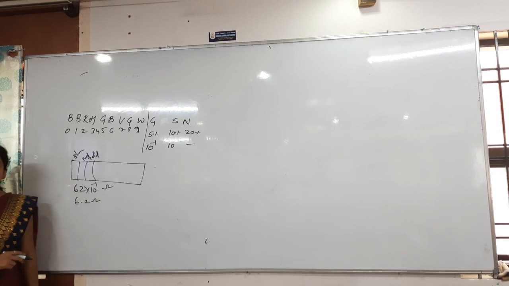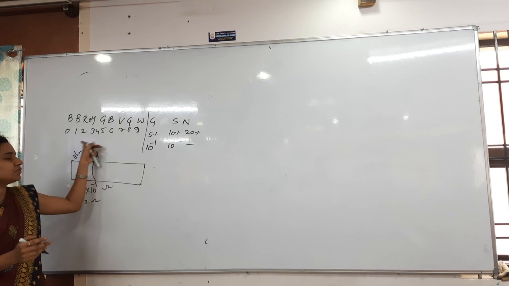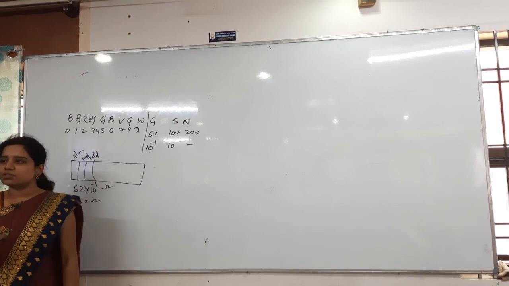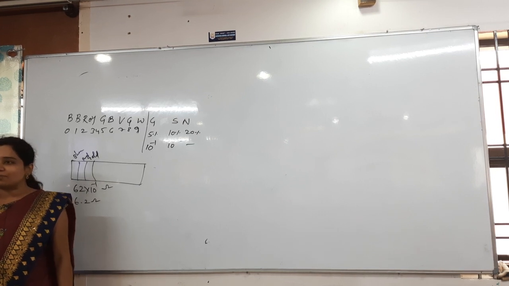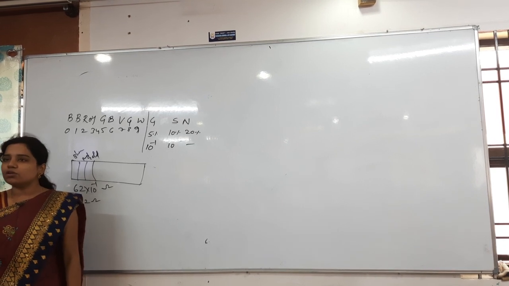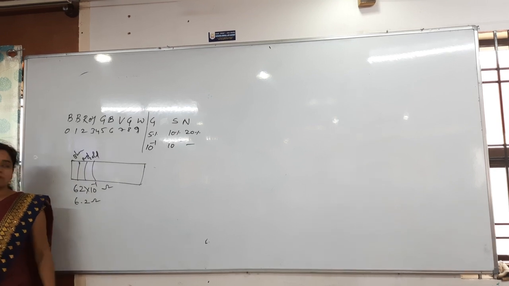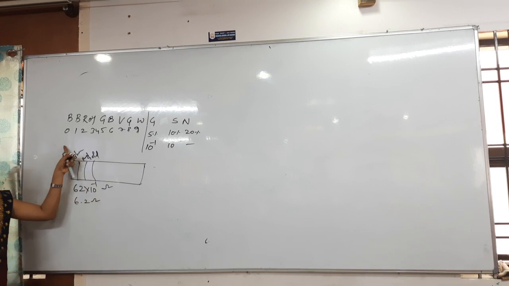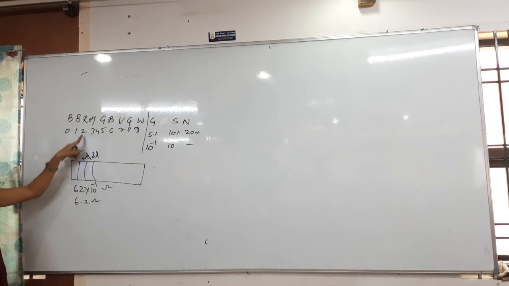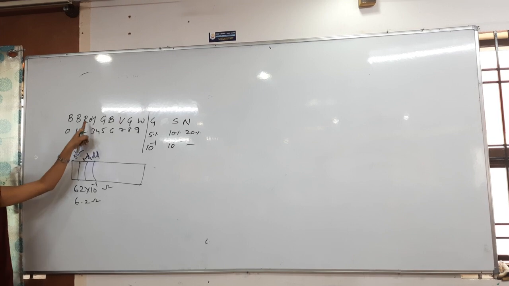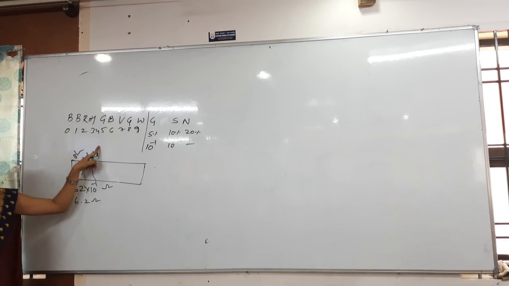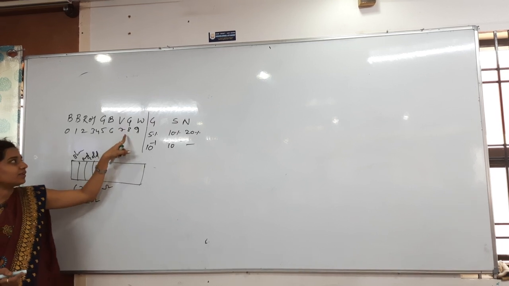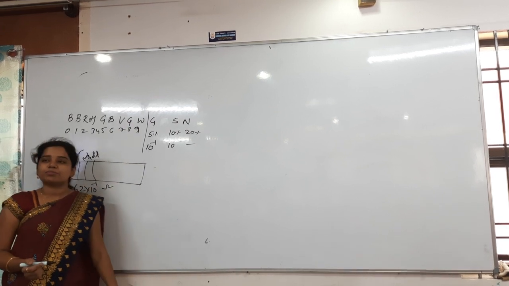There is no guarantee that the third stripe will always be only these numbers. The third stripe might be these colors also. If no color is there, it means there is no value. They will not give a stripe like that. They will give gold and silver. Gold means 10 power minus 1 and silver means 10 power minus 2 you have to take. Black is 10 power 0, brown is 10 power 1, red is 10 power 2, orange is 10 power 3, yellow is 10 power 4, green is 10 power 5, blue is 10 power 6, violet is 10 power 7, grey is 10 power 8 and white is 10 power 9.